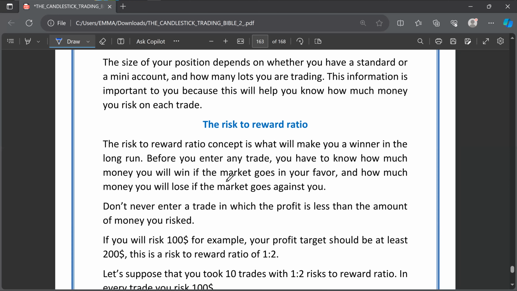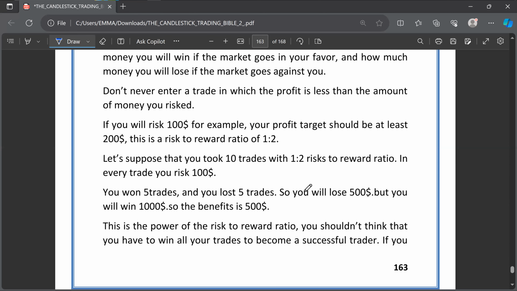Now, the risk to reward ratio concept is what will make you a winner in the long run. Before you enter any trade, you have to know how much money you will win if the market goes in your favor. I've said this already. And how much money you will lose if the market goes against you. So that is what we call proper risk management.